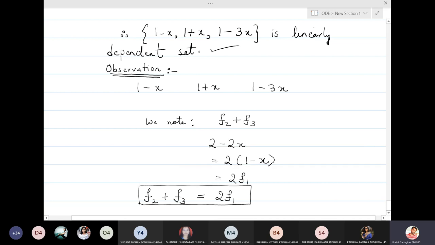Okay, now let me give you one more example. You should now ask me, suppose I want to find a relation between the three functions, is there any method for that, to find the relation between the three functions which will connect all of them? So let us do one simple problem.